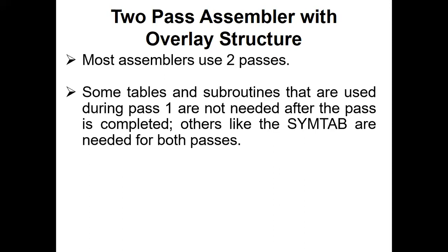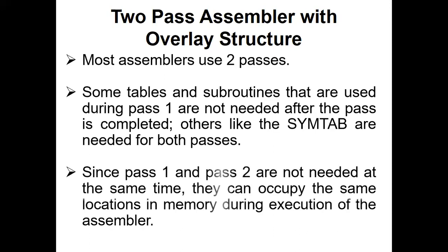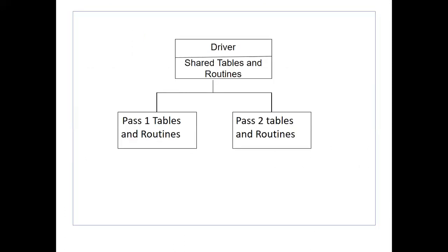Those ones are needed in both passes, because remember, in the symbol table, during pass one, you are building it. And then in pass two, you are reading from it. So the symbol table is needed in both passes, being constructed during pass one, and then being read from in pass two, okay? Now I'm saying that since pass one and pass two are not needed at the same time, they can occupy the same locations in memory during execution of the assembler, okay?